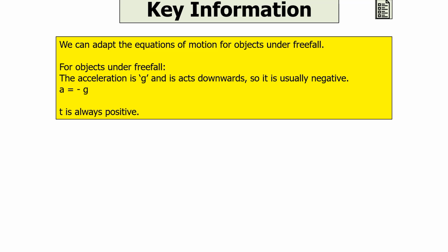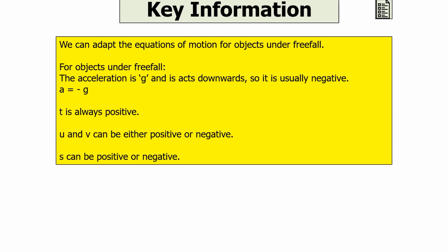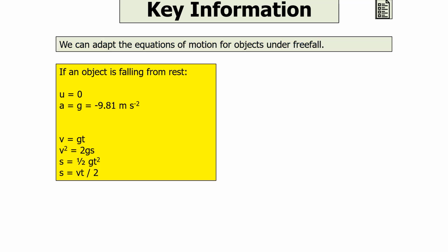T, the time, is always positive. U and V, the two velocities, can be either positive or negative, and the displacement can be either positive or negative. So if we've got an object falling from rest, we can say U is equal to 0 and a is equal to g, which is 9.81 meters per second squared.